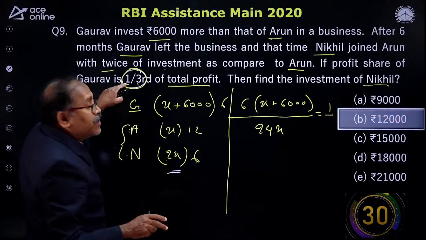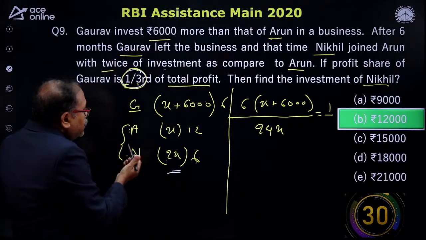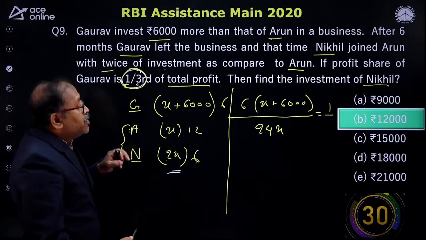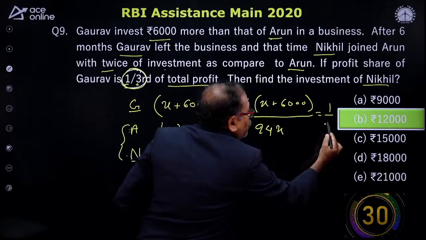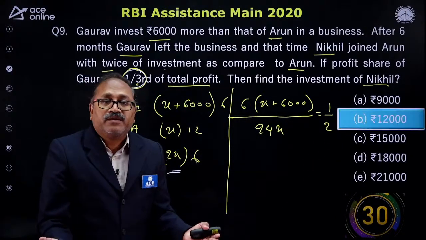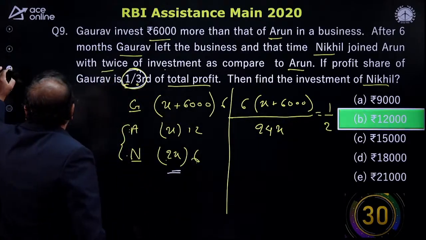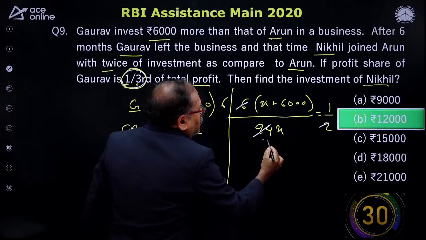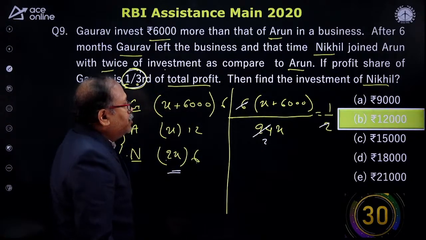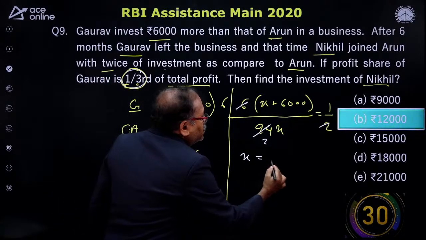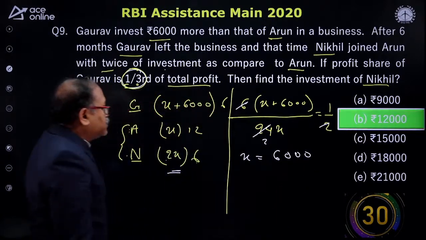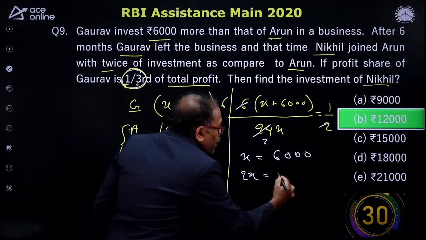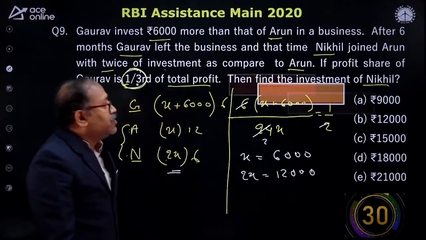I repeat, Gaurav is 1 part out of 3 parts. Then what will be Arun and Nikhil? They will be 3 minus 1, 2 parts. So this is 1 part, and this total is 2 parts. That's over, my young friend. The moment you wrote this equation, then you notice that this gets cancelled how many times? 12 times with 6. This is 2 times. Okay. Then 2x is equal to, that means x is equal to 6,000. Once x is equal to 6,000, by solving this equation, you need the 2x, and 2x will obviously be 12,000, which you have rightly said is your answer.